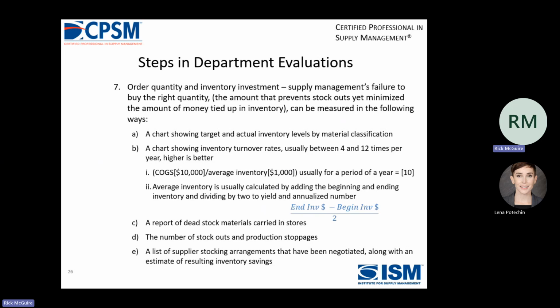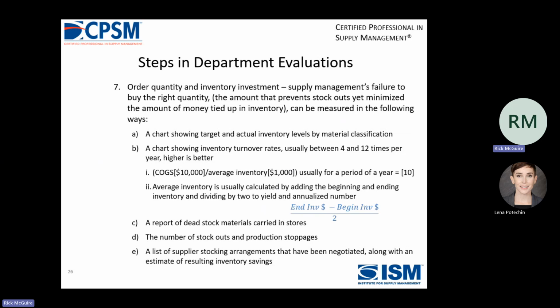A chart showing target and actual inventory levels by material classification, which I don't think anybody does. A chart showing inventory turnover rates, usually between 4 and 12 times per year. Higher is better, so this is what everybody uses.